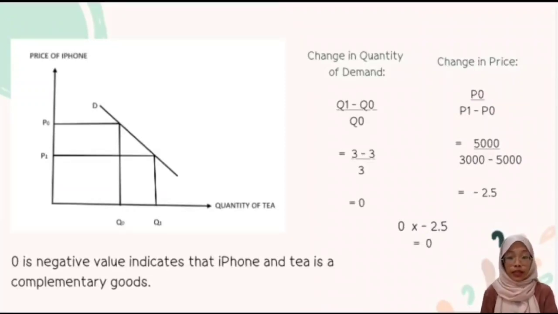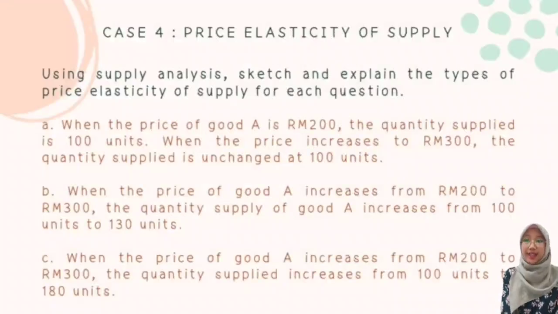This is table B. I use the same formula as I did for table A, and the final answer I get is negative. So the relationship between the two goods is a negative value, indicating that iPhone and tea are complementary goods. Now we continue with case 4, which is the price elasticity of supply.